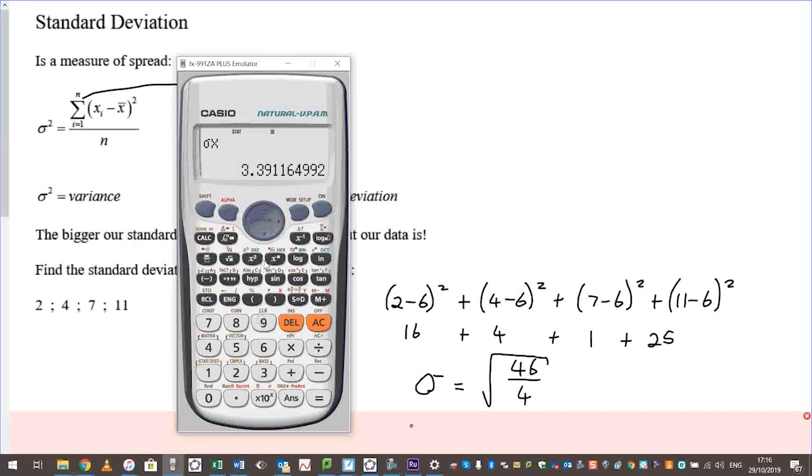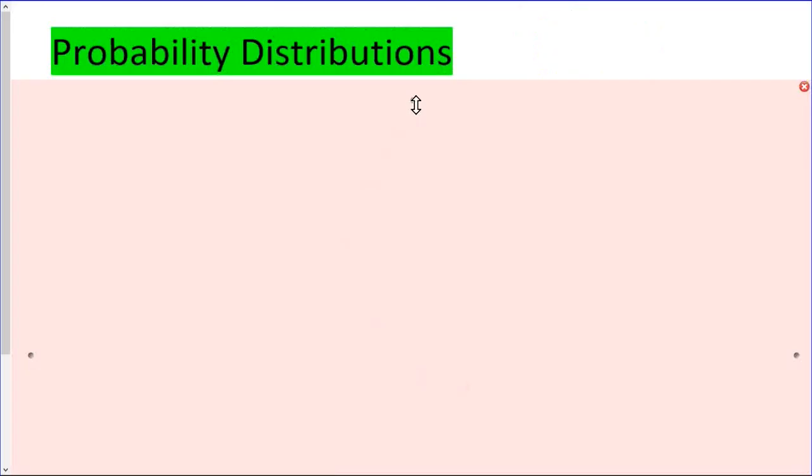If we were to square this answer, you see we get 11.5, all right? 11.5 is the same as 46 over 4, right? So we've got the same answer both ways. For the exam, you'll need to know how to do both methods. So we're going to move on to probability distributions.